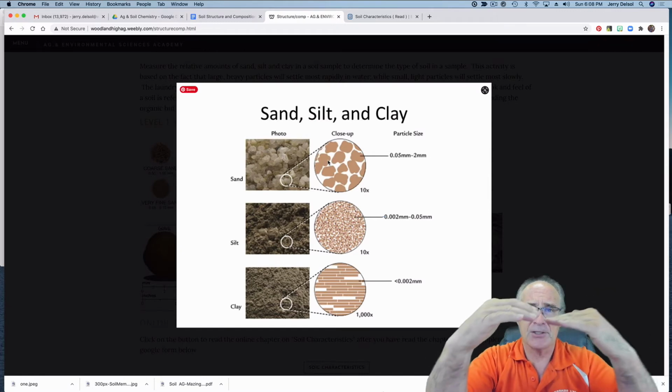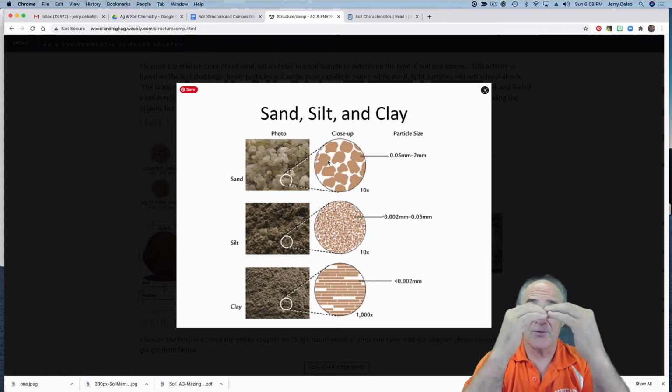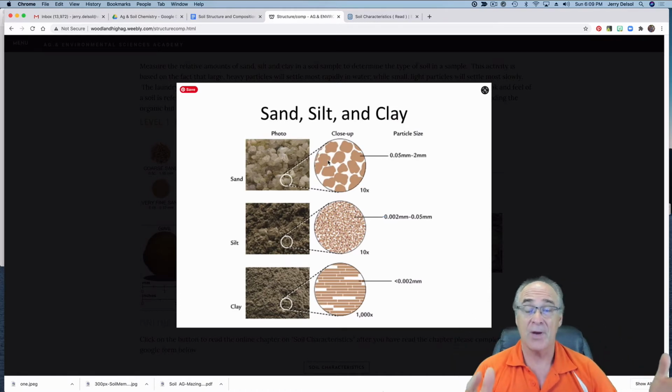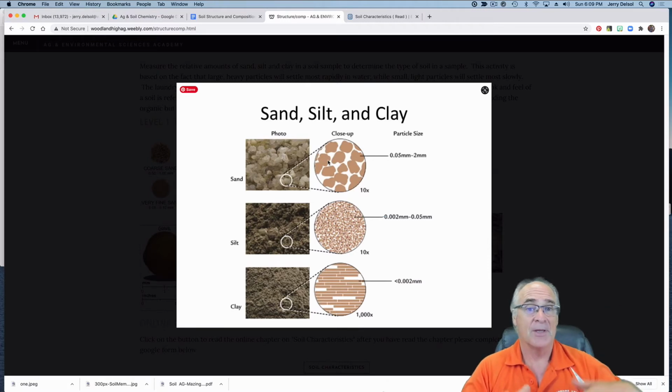So if water is going to pass through the sand, it's going to have a pretty easy time going through it because the spaces are relatively large compared to the other ones, as you'll see in just a second. So it drains very fast. I used to work in Modesto, and they had some sandy loams. And after a heavy, heavy rain, you could get back into the field in 2, possibly 3 days because the water had passed all the way through it.